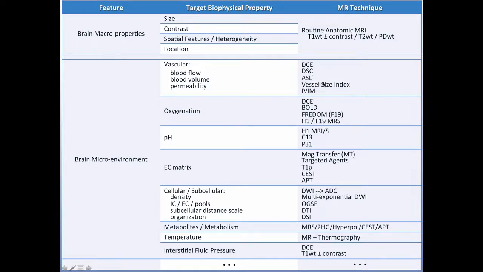And each method, each acronym, there's careers in each one of these things. There's a lot of effort to be able to target and measure in a quantitative way, or at least in a relative way, all of these biophysical properties. I'll focus on just a few that are done routinely in clinical settings as well as in research settings. Those are related to the vasculature, the blood flow and permeability, the oxygenation, as well as the cellular properties in the tissue. And there we'll be using a technique referred to as diffusion imaging.